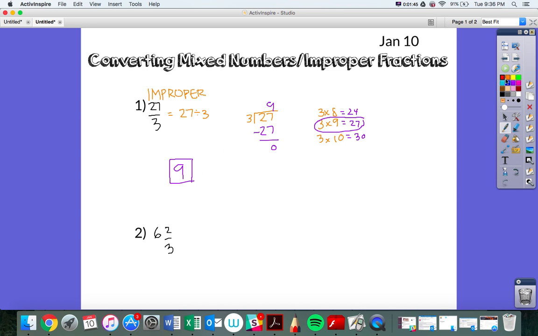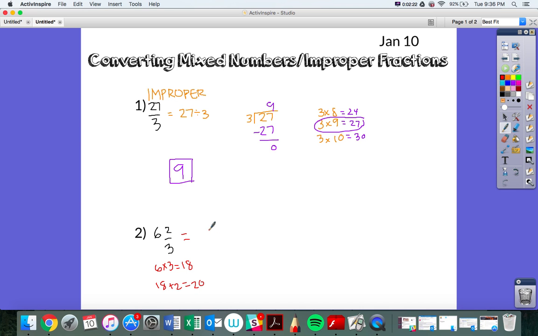Now the next one we're going to work on is a mixed number. We want to change it into an improper fraction. So we need to multiply our denominator, which is the number on the bottom, by our whole number. So we'll get 6 times 3, and that's going to give me 18. So I know that in 6 wholes, I'm going to have 18 thirds. That's what I just found. And then I'm going to add 18 plus 2, because that's my numerator here, so I can find how many thirds I have. That's going to give me 20 thirds.